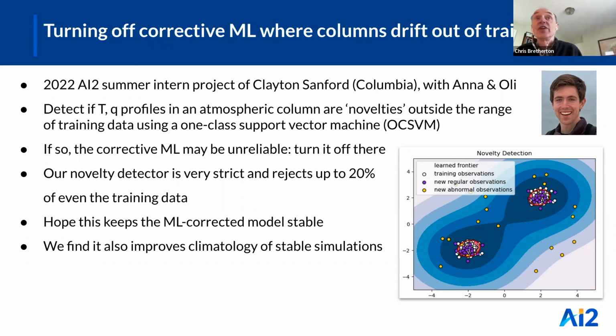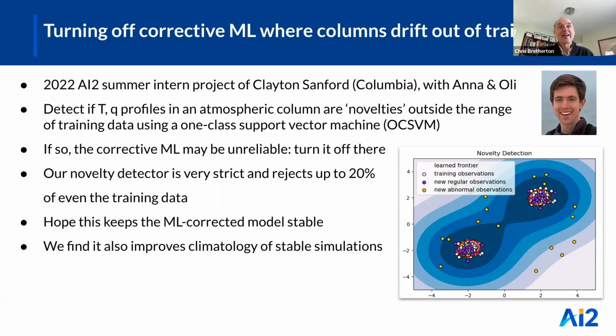And we can do this using something called a one-class support vector machine approach. If the atmospheric profile in a particular column goes out of sample, we just turn off the correction because we regard it as unreliable. Now, the novelty detector we use is actually pretty strict and rejects data perhaps that it shouldn't. Turns out that seems to work better for some reason.